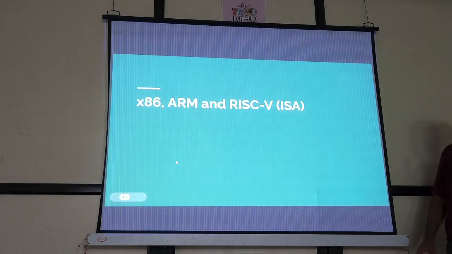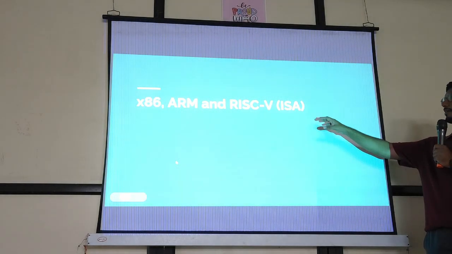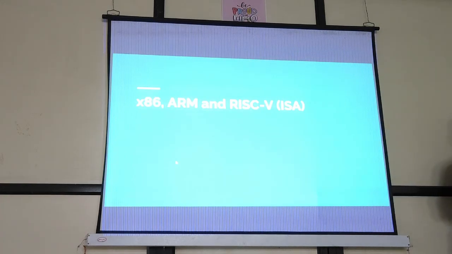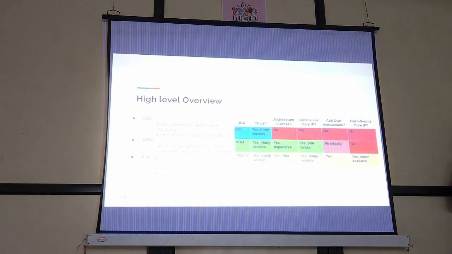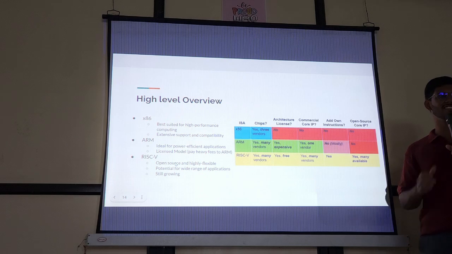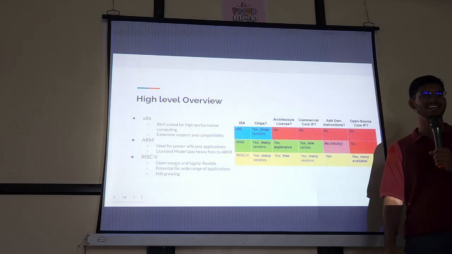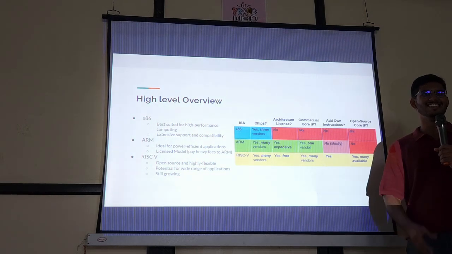Now we'll have a look at x86, ARM, and RISC-V, the differences between all these three. Any guesses what the difference will be? Anything, Siddesh, Vedant, sir?